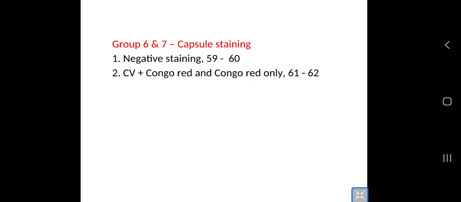Okay, now that is how we do it. Capsule staining, we have 2 of them. Negative staining, what do you use? Nigrosin or Indian ink. You need to remember that. Nigrosin or Indian ink, the chemical, remember it. And then the second one, you are going to use crystal violet and Congo red, or you can use only Congo red. What they need to show, okay?